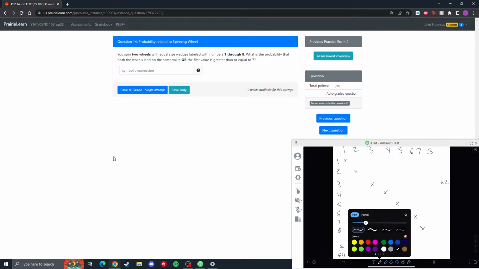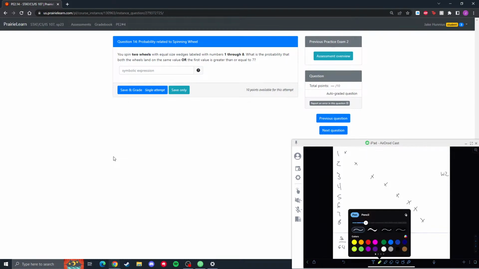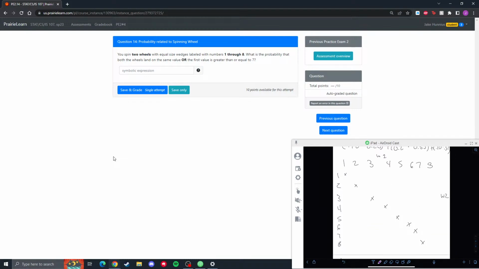So I'm going to go ahead and do this one in a different color. We'll go purple. So now we'll just go wheel 1, so we'll go across and mark off all of the ones where it's greater than or equal to 7. I'm going to go 1, 2, 3.